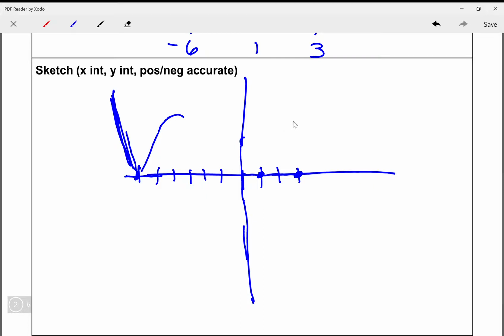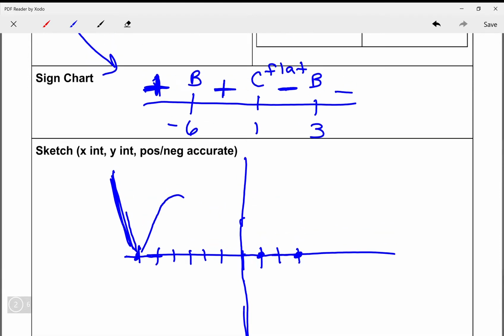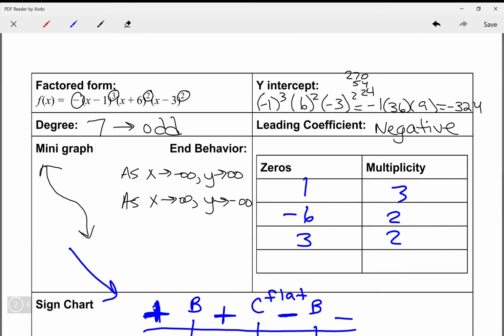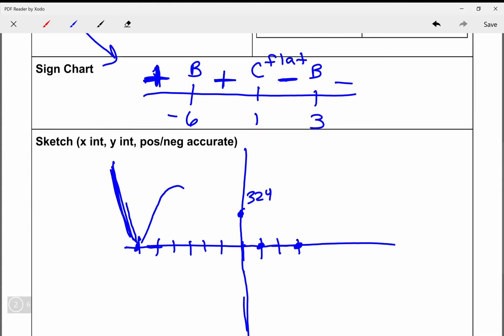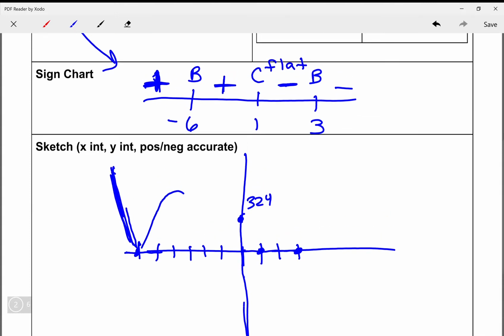What I found out is that the sign on my Y-intercept was incorrect, which is why this was not working out in my life. So go back here. This should be a positive 324. Okay, and I figured that out because I wasn't crossing at the right spot.